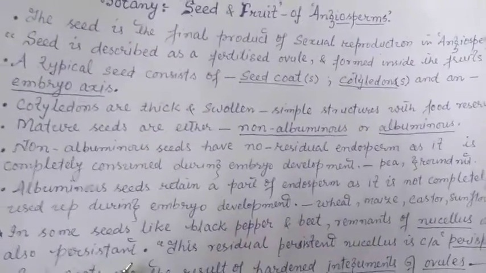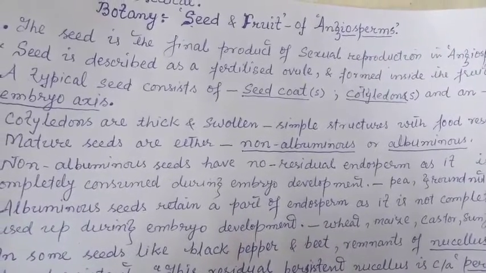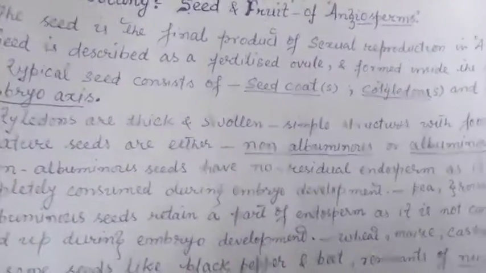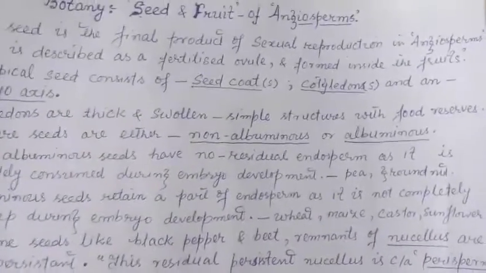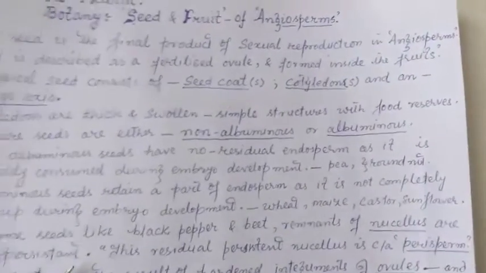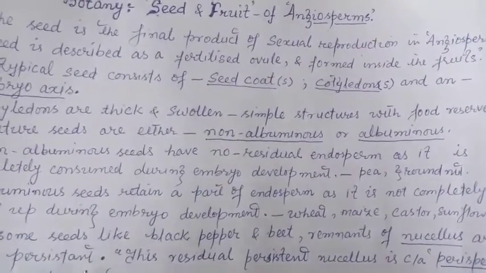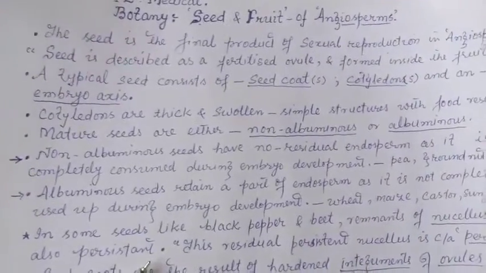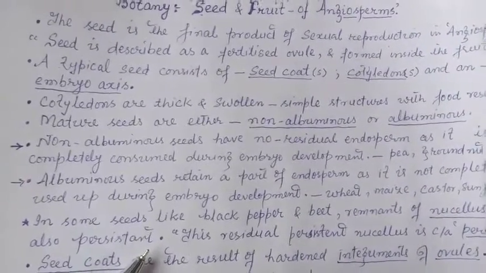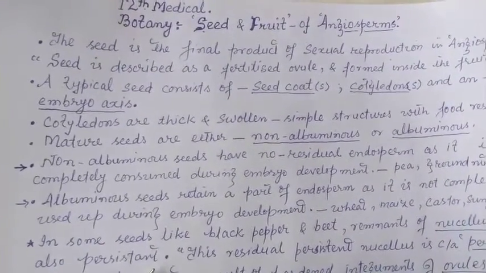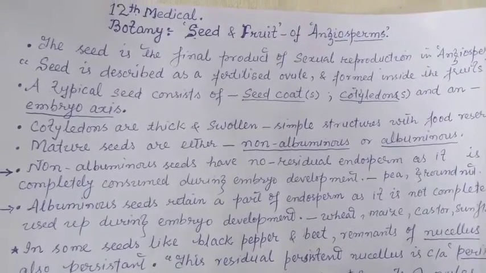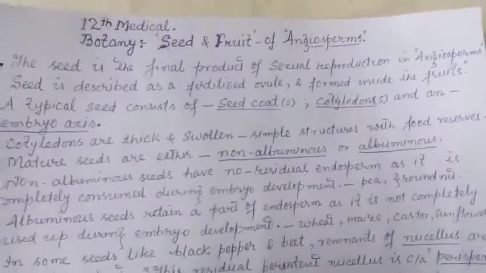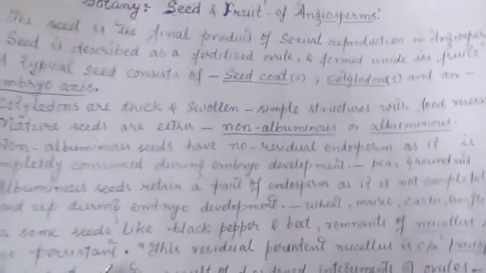Non-albuminous seeds have no residual endosperm. You must be remembering the endosperm is the resultant of the double fertilization events, wherein the central cell gets fertilized and develops into a nutritive tissue that is called the endosperm. For non-albuminous seeds, the endosperm is completely consumed during embryo development, as in case of pea and groundnut.